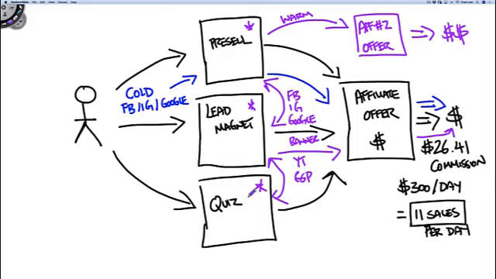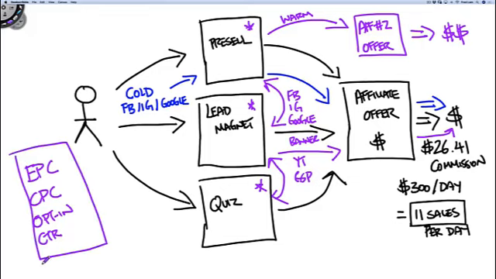Now, when it comes to affiliate marketing, there are also some important things that you got to worry about. Things like, you got to understand, what is your EPC and what is your CPC? What is your opt-in rate if you're using a lead magnet? What is your click-through rate on a quiz funnel or a pre-sale page? These are the important data points that you simply look at when you are running an affiliate marketing business.